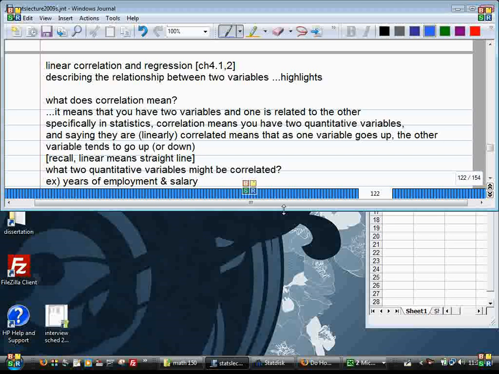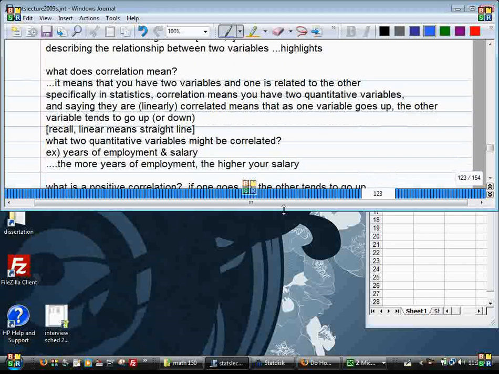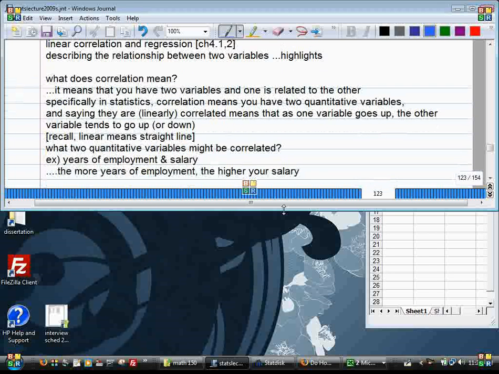Same thing with Anna's example. We would tend to say, if you tell me how many calories you eat, then I can tell you how much weight you're likely to gain, and not the other way around. Does that make sense? Okay. So what this means is that years of employment is the input and salary is the output, which, as we're going to see, means that years of employment is represented by your X and salary is represented by your Y.